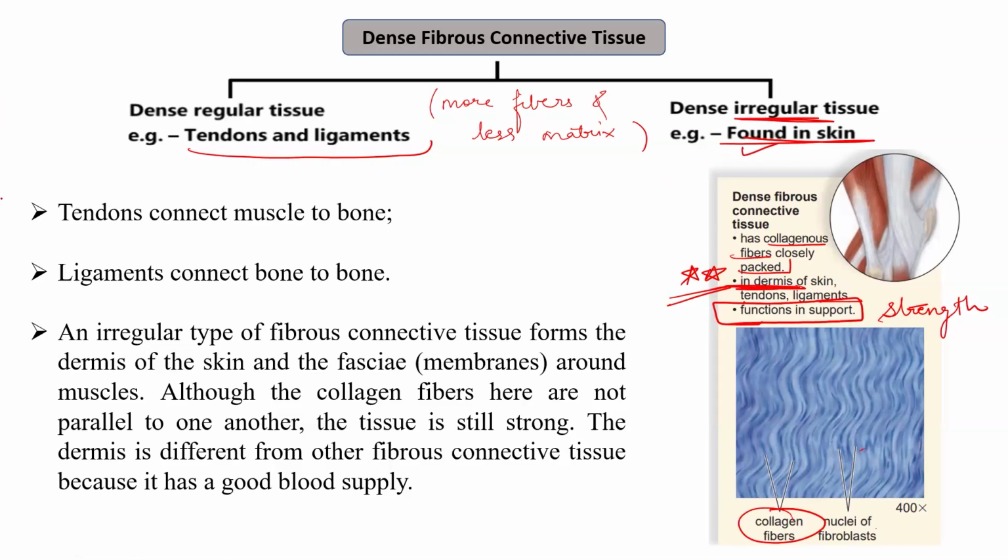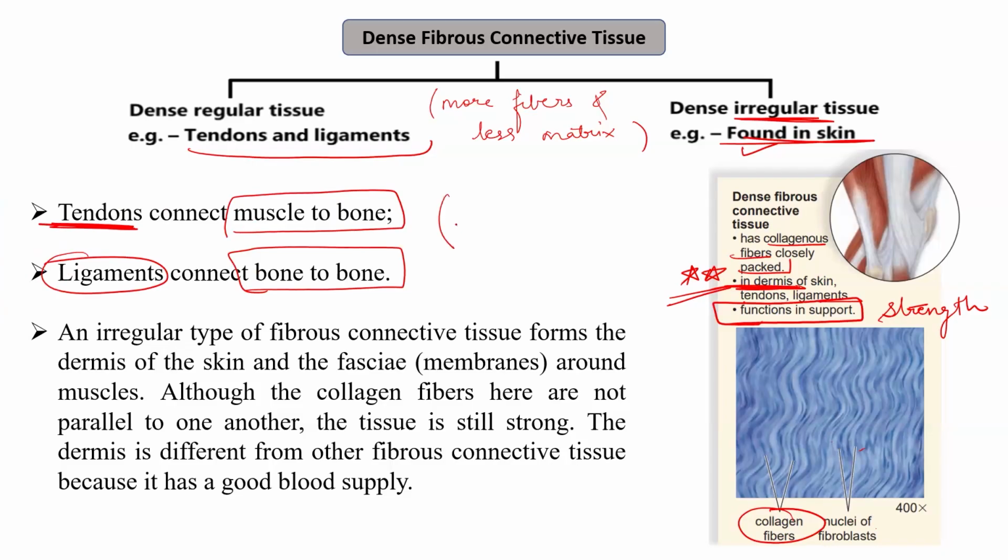So what is the function of tendons and ligaments? Tendons are the connective tissue that connects the muscles to the bone. This is important to remember. It might be asked what tendons connect: muscles to bones, muscles to muscles, or muscles to other structures. So tendons are the structures that connect the muscles to the bones. Ligaments are the ones that connect the bone to the bone.